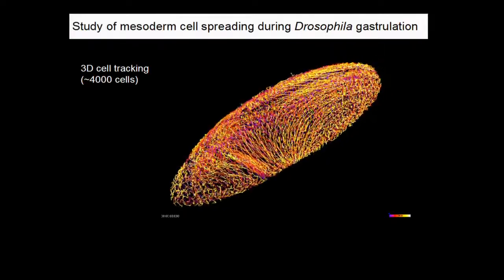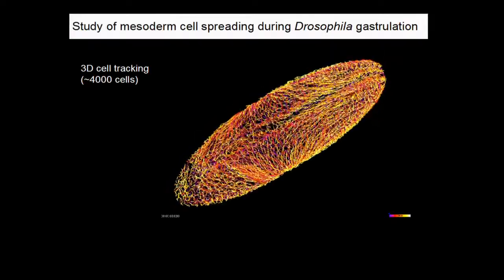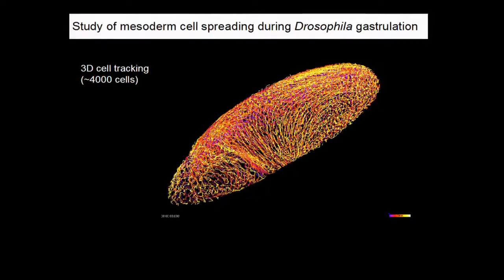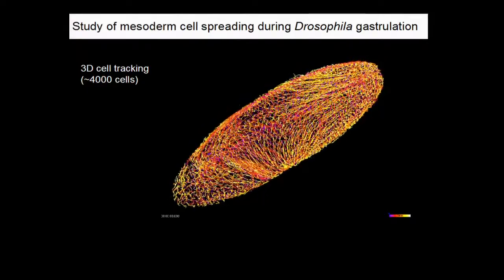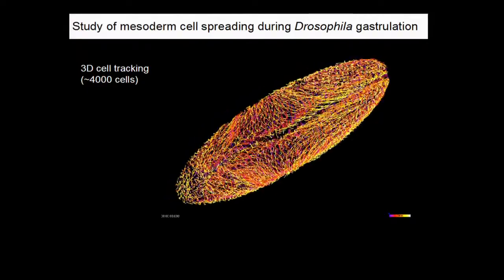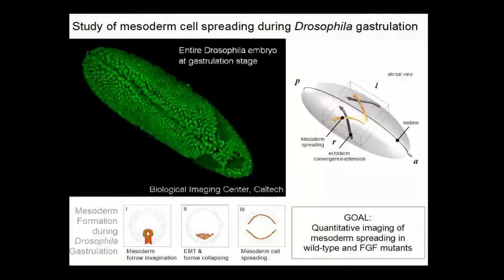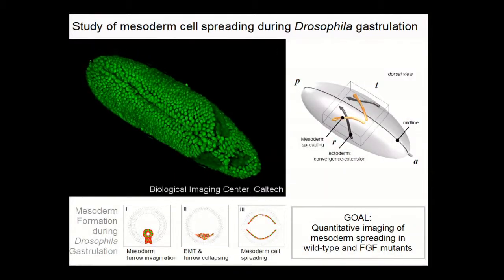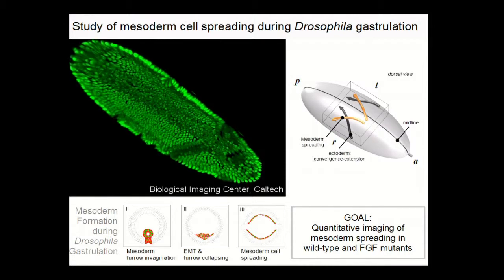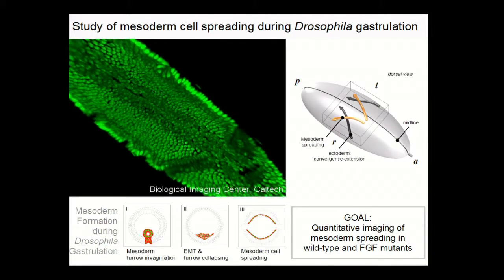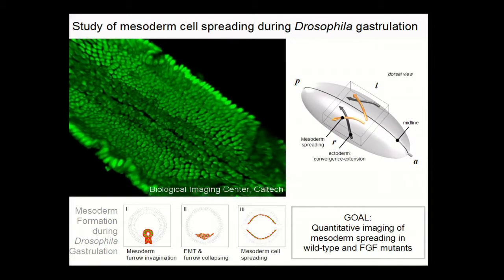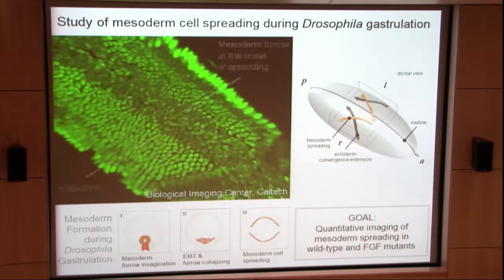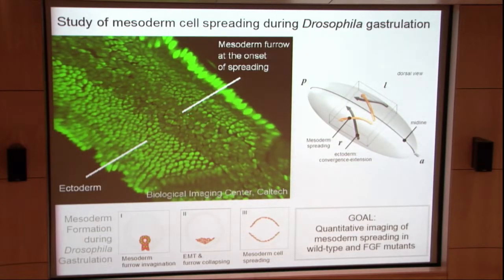So we need to find a way, if we want to understand the morphologic processes, to analyze this data, to visualize the features we want to compute. We were specifically interested in the movement of the mesoderm cells that are inside the embryo here, forming this tube. And after the formation of the tube, the cells are spreading. These mesoderm cells are spreading on top of another layer that is the ectoderm.